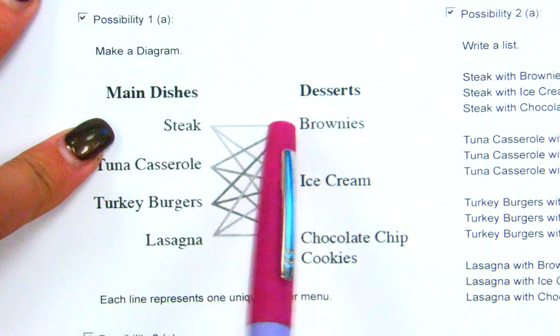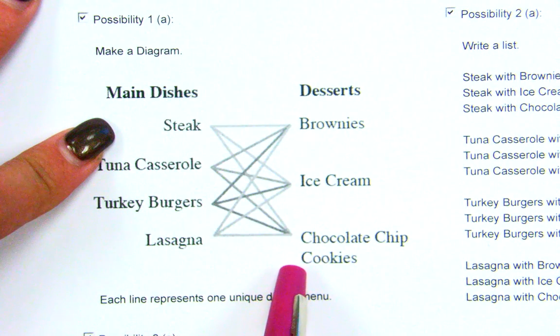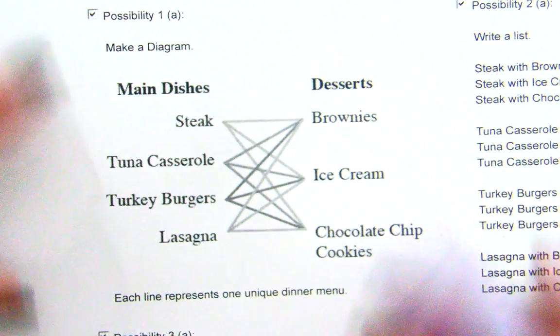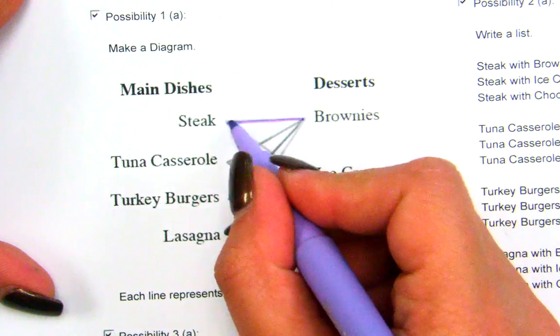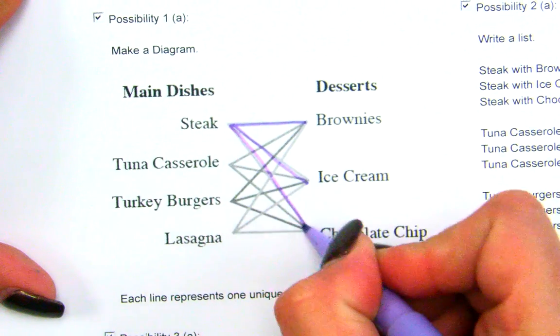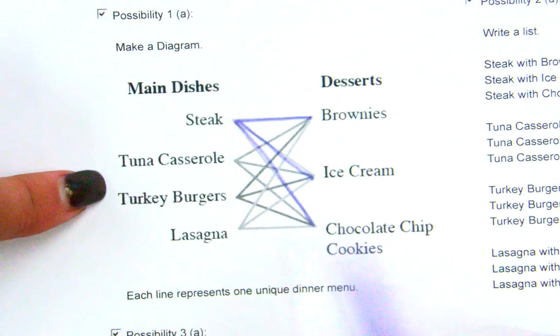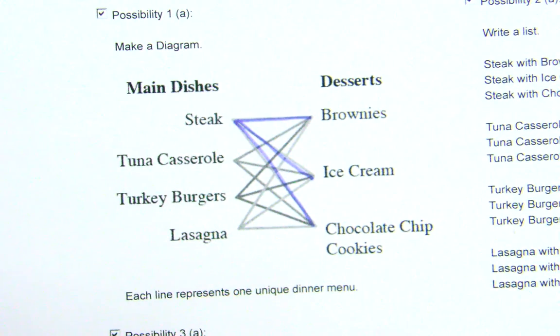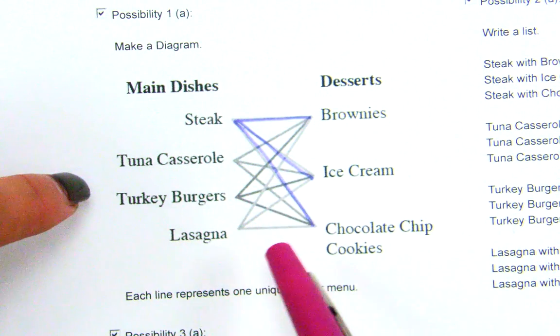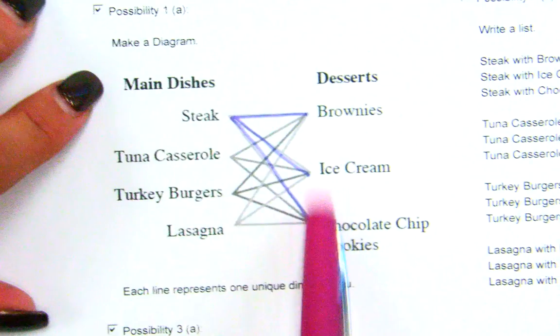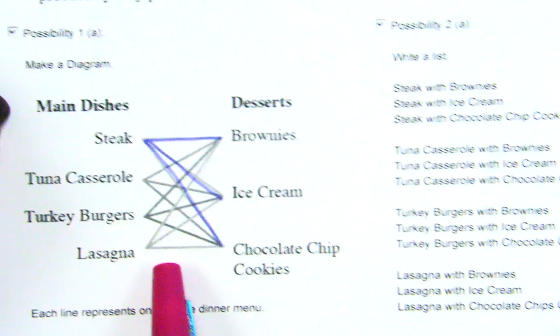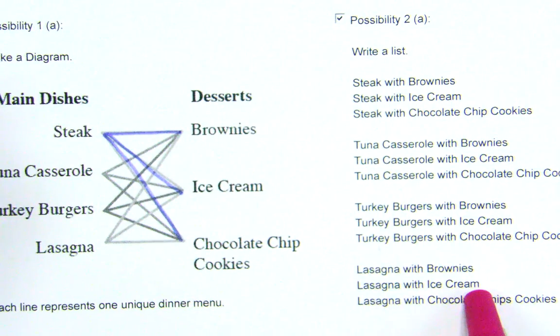So they did it out, and then they did kind of like a tree diagram. So you have steak and then brownies, steak and ice cream, steak and chocolate, or you have tuna casserole and brownies, tuna casserole and ice cream, and then going from there. Each ones are pretty different. So this is your tree diagram, or something like a diagram.